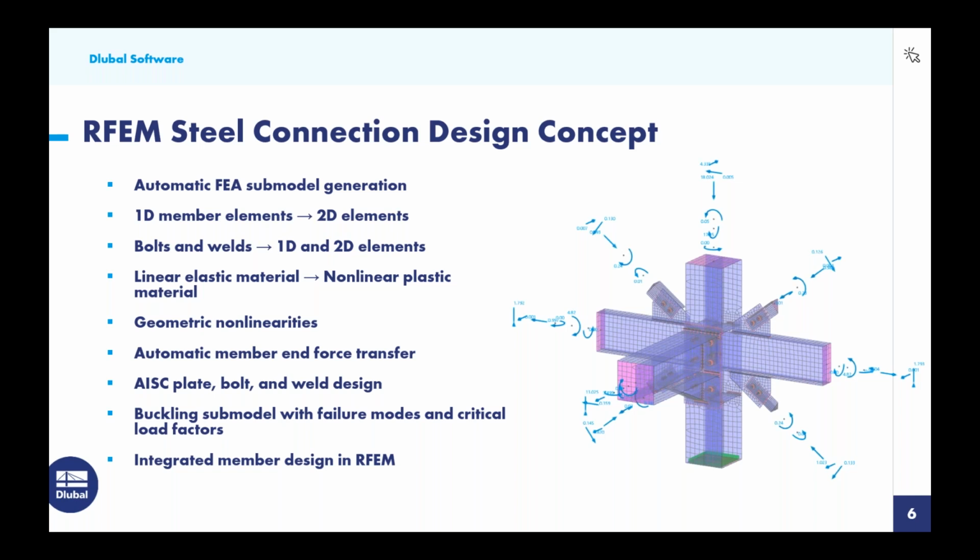And we are taking it one step further with that buckling submodel. So we'll be able to view today the different failure modes of that buckling submodel and the critical load factors. And finally, the integrated member design within RFEM. Of course, we can get the connection design, but the ability to design the members themselves, and not just steel, but any material that we offer. So you could combine this connection design with concrete, aluminum, cold-formed steel, even topics like fabric tensile structures. We could do the steel connection design within that same file.